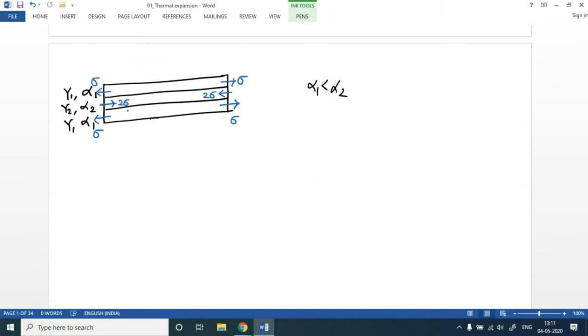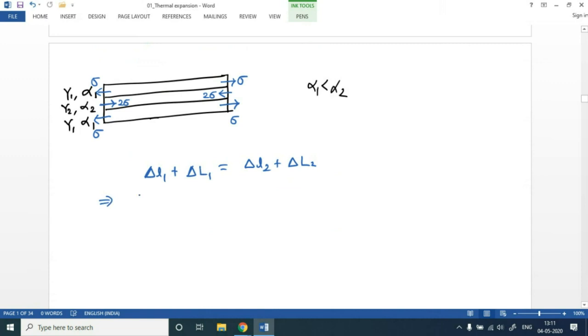And the idea we are going to apply is the same. They will be expanding to the same length, so the change in length of each rod will be the same. So what we can say here is that delta small l1 plus delta capital L1 would be equal to delta small l2 plus delta capital L2.